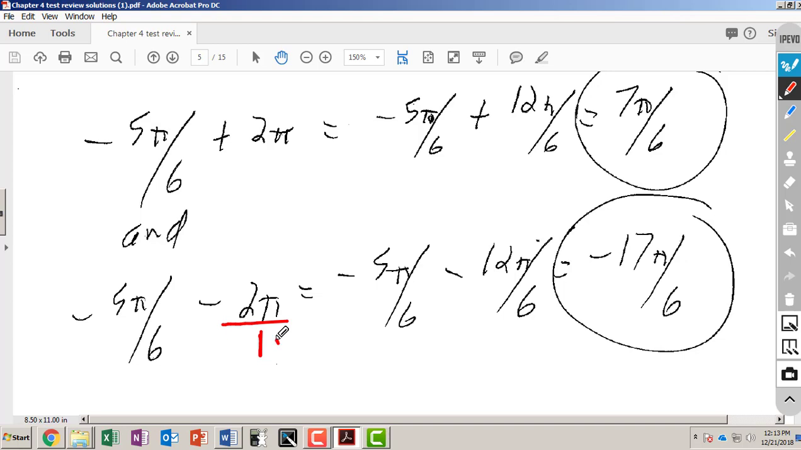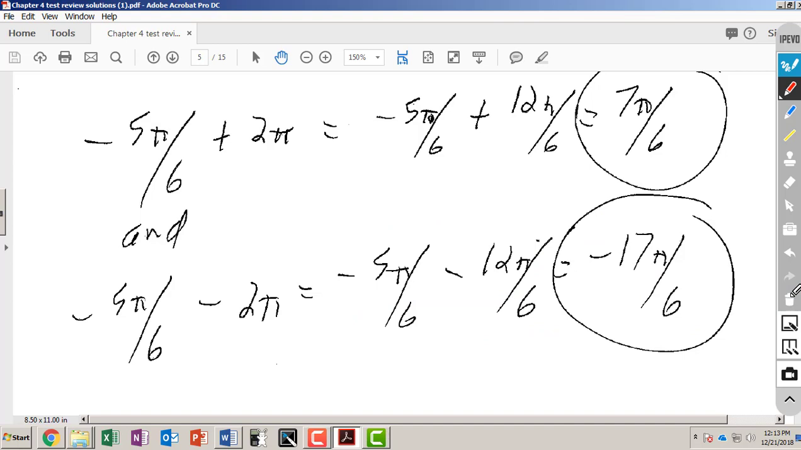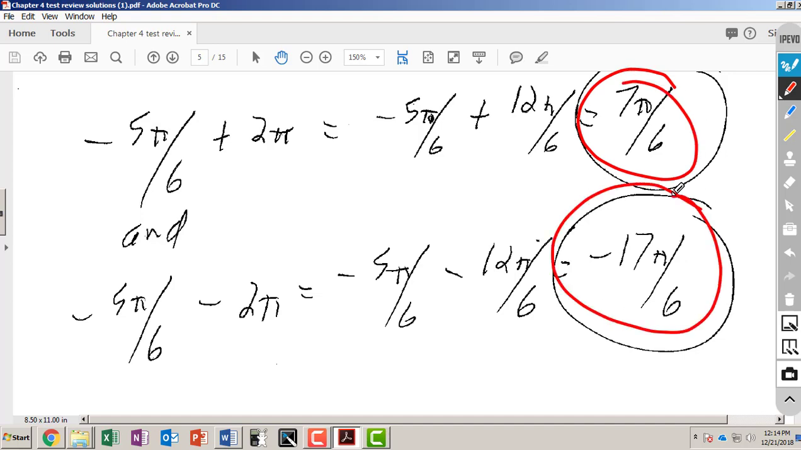On this other one, again, remember this has a denominator equal to 1. So I'm going to multiply both top and bottom by 6. When I do that, I get negative 2 pi times 6, which is negative 12 pi, and 1 times 6 is 6. Now, following my laws of fractions, I take negative 5 pi minus 12 pi and get negative 17 pi, keep the same denominator, which is 6. So my two answers that are coterminal angles with negative 5 pi over 6 would be 7 pi over 6 and negative 17 pi over 6.